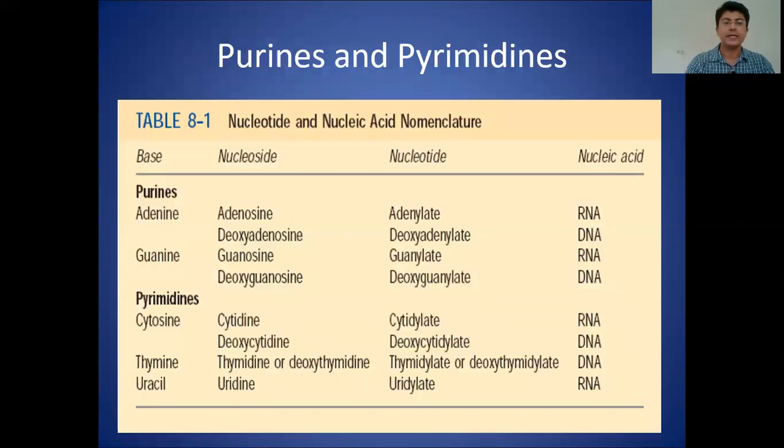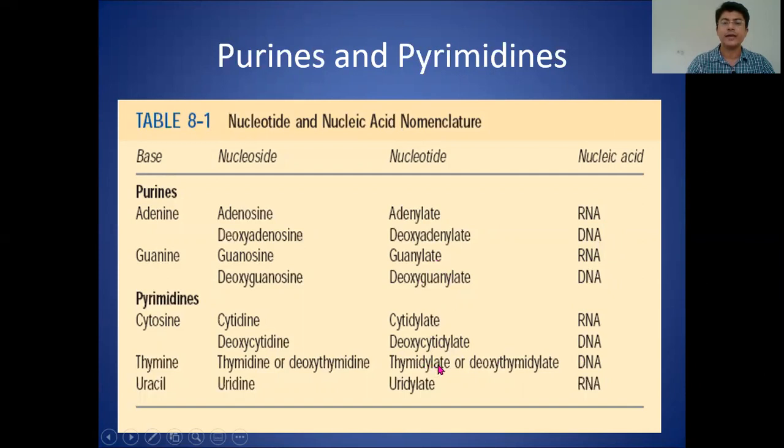The purines and pyrimidines are listed in this table. Purines include adenine and guanine, whereas pyrimidines include cytosine, thymine, and uracil. The adenine and guanine ribonucleotides or deoxyribonucleotides are found in RNA or DNA respectively. Guanylate is the ribonucleotide found in RNA, whereas deoxyguanylate is found in the DNA. Similarly, cytidylate is the pyrimidine ribonucleotide found in RNA, and deoxycytidylate is found in DNA.